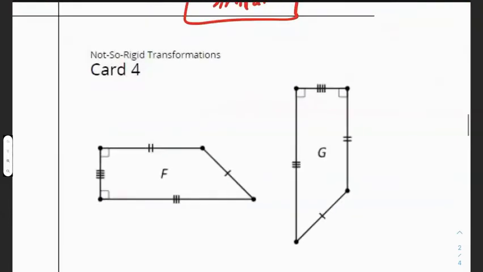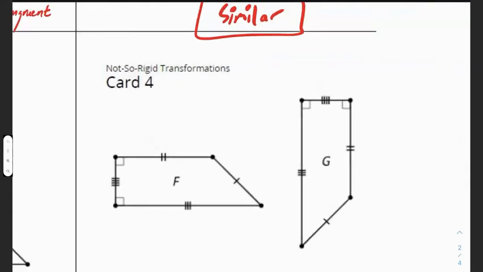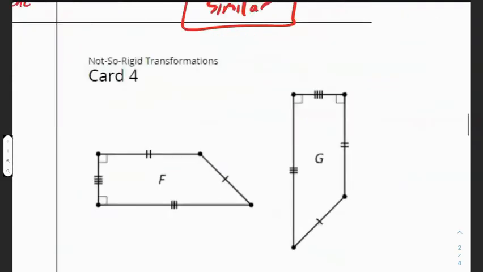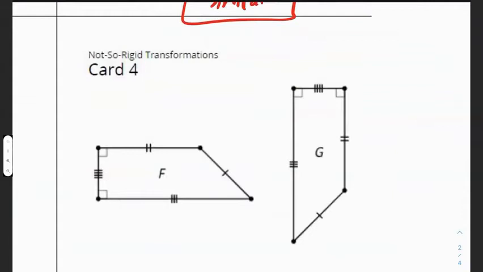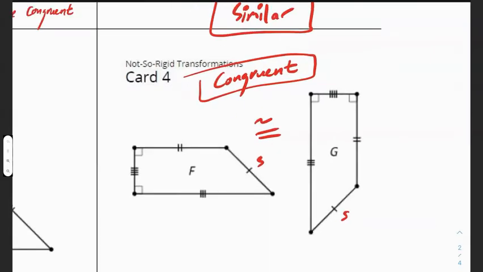Card 4. Let's see. That's weird. This is the same exact object. You notice that? So similar, congruent, neither similar nor congruent. Well, these are both congruent, because you have side, side, side. Every single part of this. These are congruent. They are exactly the same dimensions for every corresponding part. So yeah, those would be congruent.